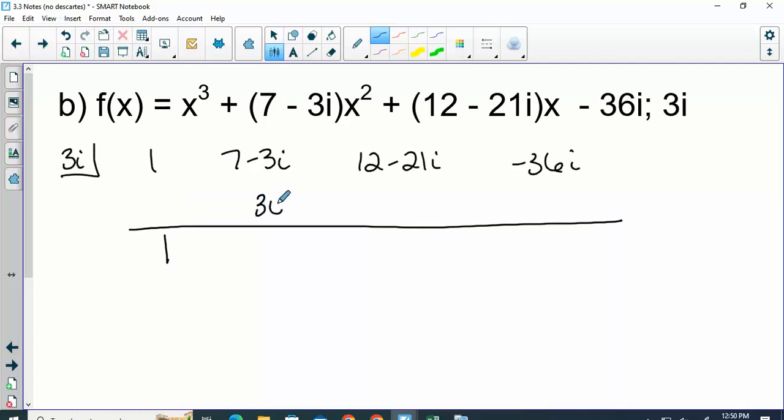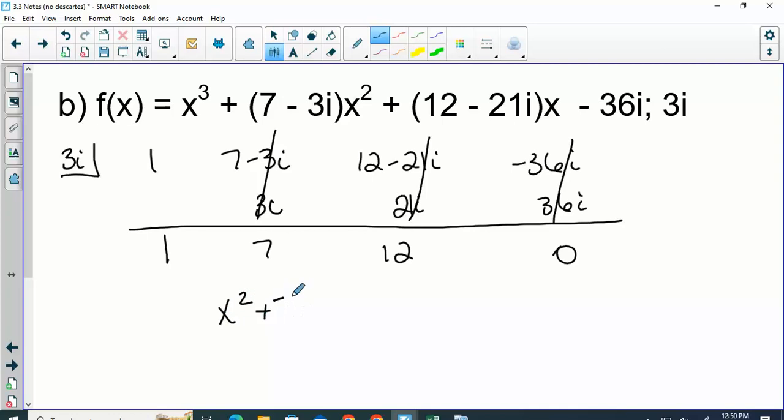So do just synthetic. Negative 0 for the remainder. So we have x squared plus 7x plus 12. And that does factor in nicely, x plus 3, x plus 4.